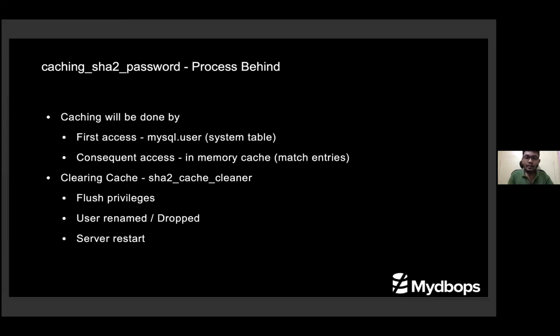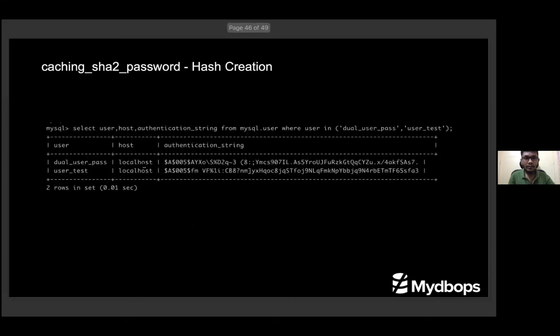And for clearing the cache, this will happen under the below conditions: when we give flush privileges, when the user is renamed or dropped, or when the server is restarted. Then the cache will be reset. To do the cache clearing, there is a background thread applied, which is the SHA cache cleaner. So this is what I told in the first slide.